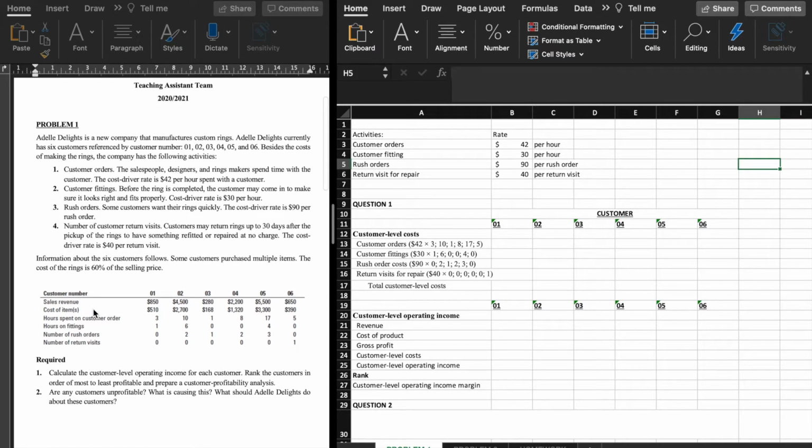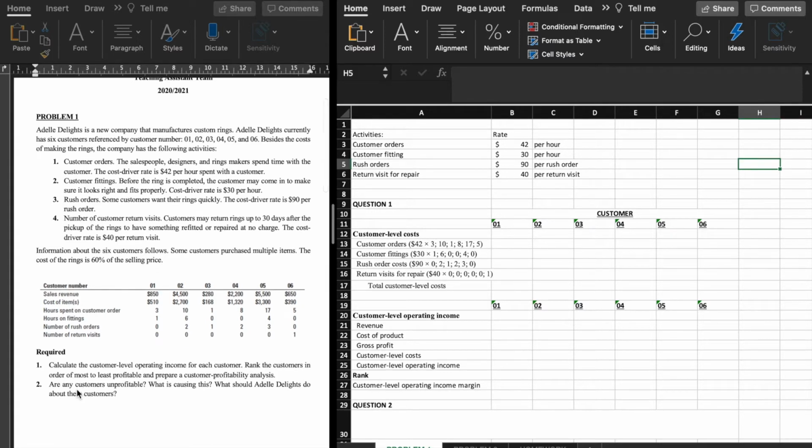There are sales revenue, cost of items, hours spent on customer orders, hours on fittings, number of rush orders, and number of return visits per customer. We are required to calculate the customer level operating income for each customer, rank the customers in order of most to least profitable, and prepare a customer profitability analysis. So the first thing we need to do before we can calculate the customer level operating income is to calculate the customer level cost.